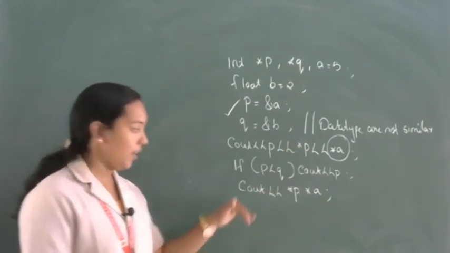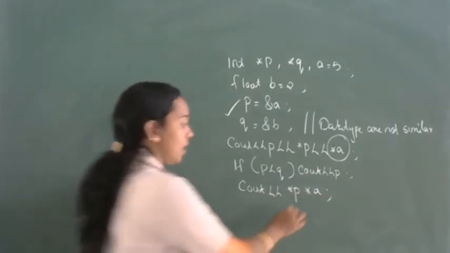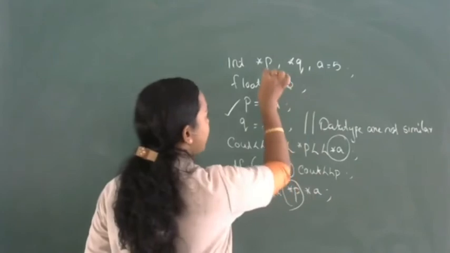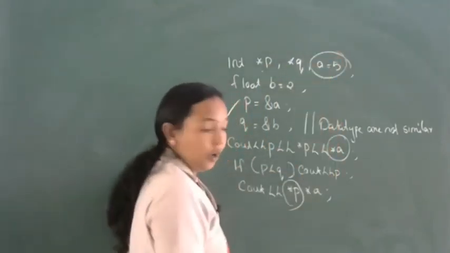Then last one, cout << *p << *a. It will work because *p means value present at address p. What is the value present at address p? a is equal to 5.